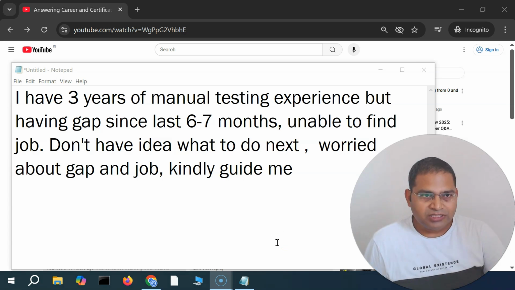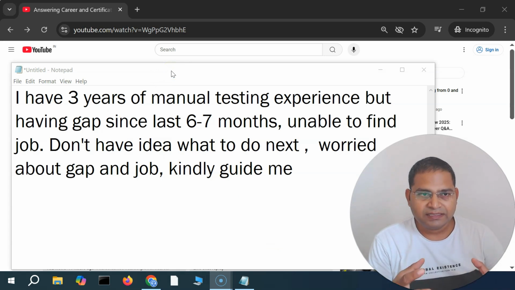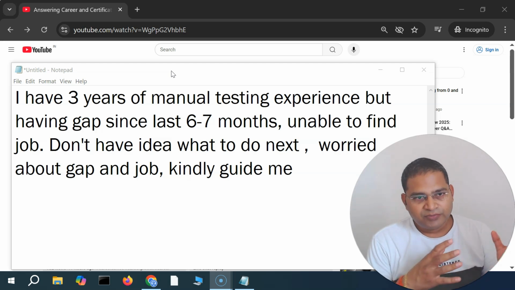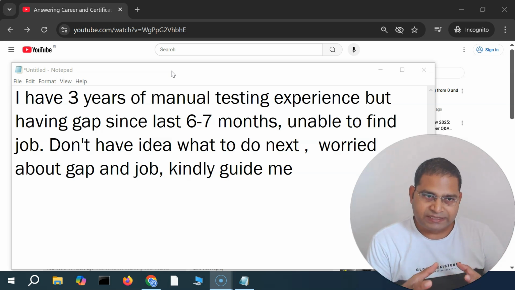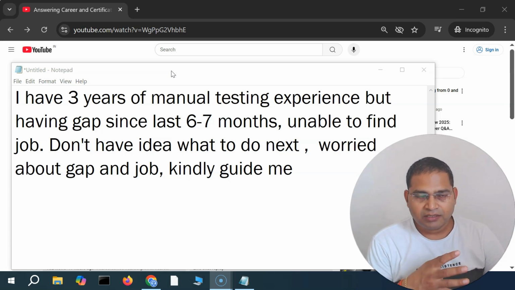So this particular question is from a person who has three years of experience in manual testing, having a gap since the last 6 to 7 months. Basically, this person was employed in the testing field, but they might have lost their job or had a gap of 6 to 7 months. Now they are unable to find a job, don't have an idea what to do next, and are worried about the gap and job. Kindly guide me.